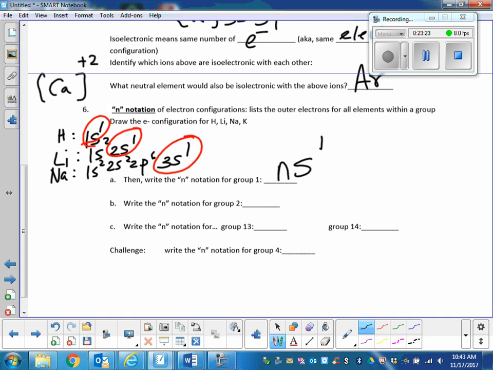What do you think is the n notation for alkaline earth metals? ns2. What do you think it is for group 13? You have to include the n also. It's ns2 np1. What do you think it's for group 14? ns2 np2.